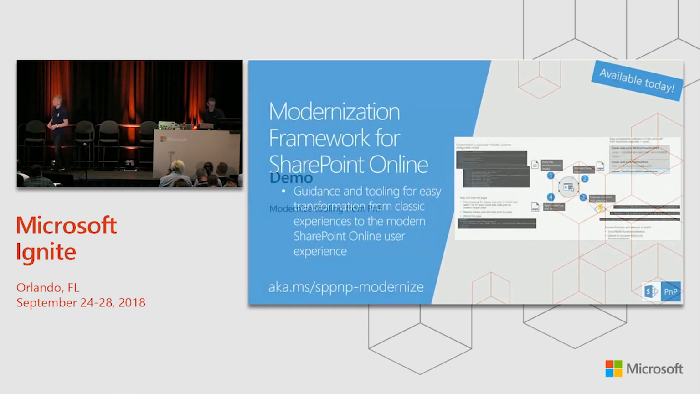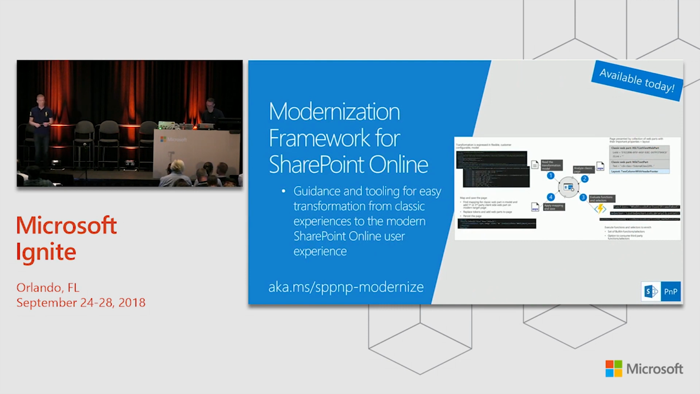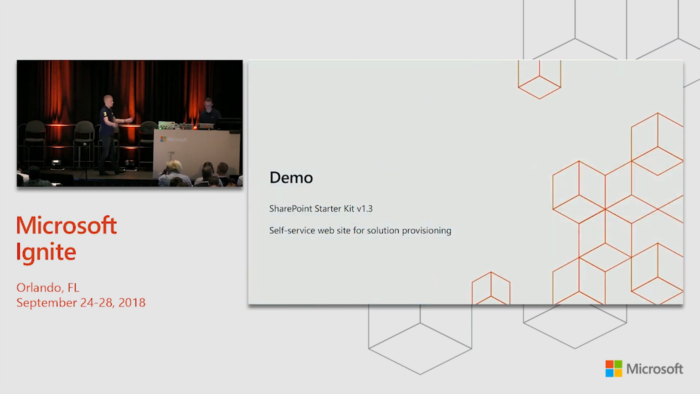Now, just to summarize, we do have a modernization framework available for SharePoint Online, and the address is aka.ms/sppnp-modernize, which redirects to the documentation that is available. This is there if you're a partner, as an example, or a customer, to help you make the transition as easy as possible. There are a lot of options around this, but there's guidance and tooling available for you to take advantage of. While we're waiting for that transition to fully complete, let's move forward on the demo which we started the first time.